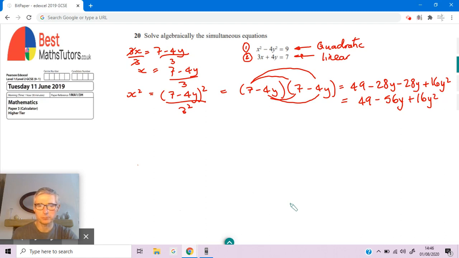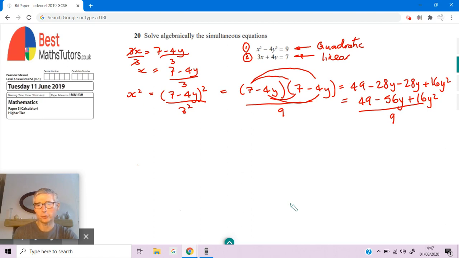I'm just going to look at the bottom part. That's much simpler. That's just 3 squared, so 3 squared is 9. So there we go, that's what x squared is. X squared is this: 49 minus 56y plus 16y squared, all over 9.